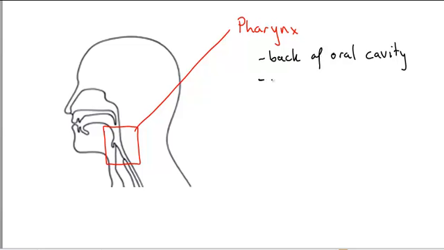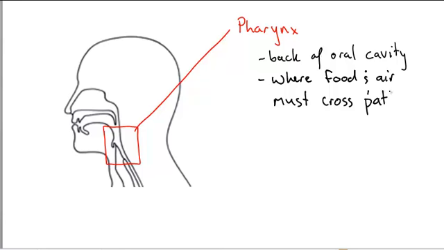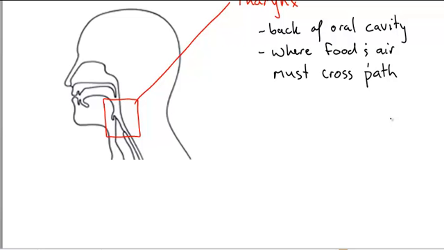Some of you will be aware of the very back because it's close to where your tonsils are. Okay? The important function of the pharynx is it's where food and air must cross paths. Whether it was evolution or you believe God created us, regardless, this is not one of the finer moments of our design.